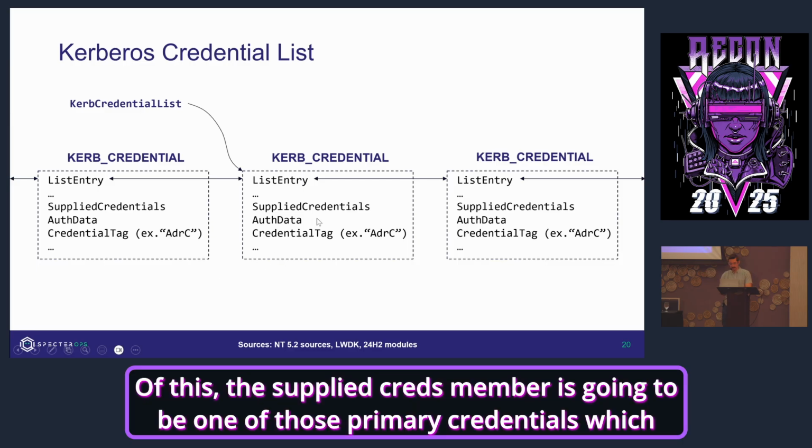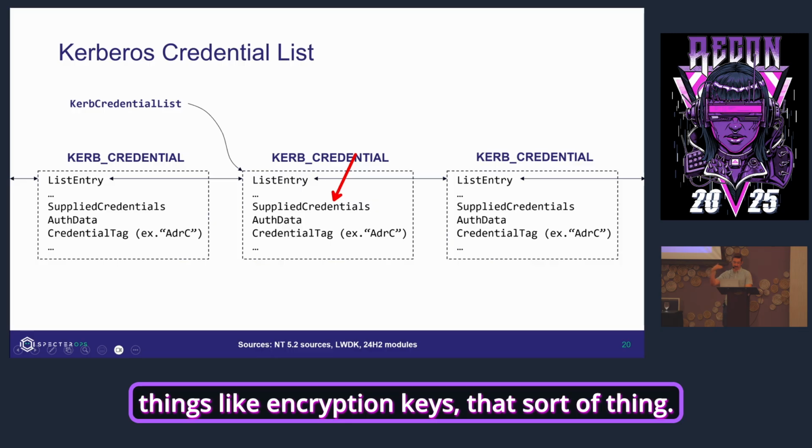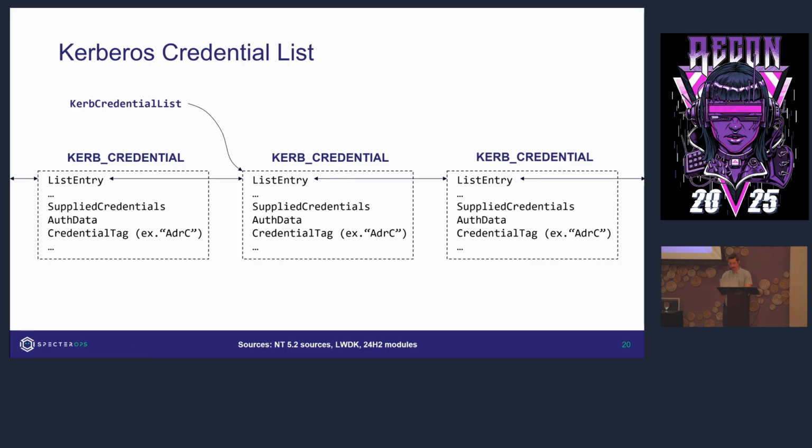Of this, the supplied creds member is going to be one of those primary credentials, which is going to store things like the ticket caches, the pins. After Vista, it can store things like encryption keys, that sort of thing.